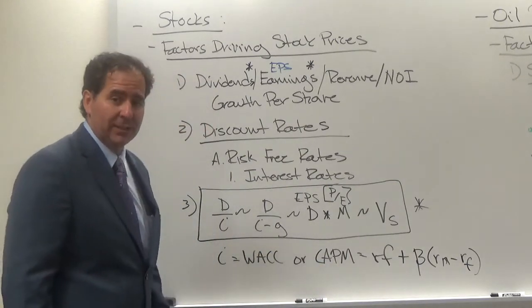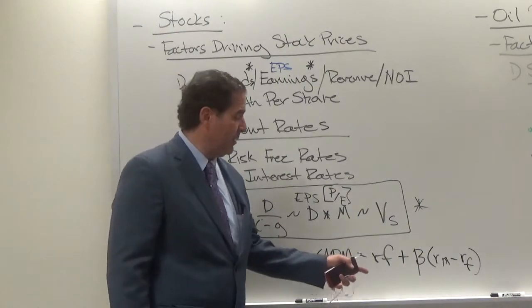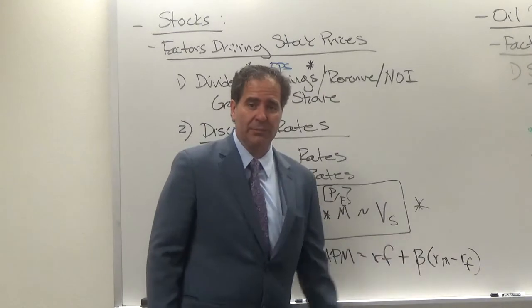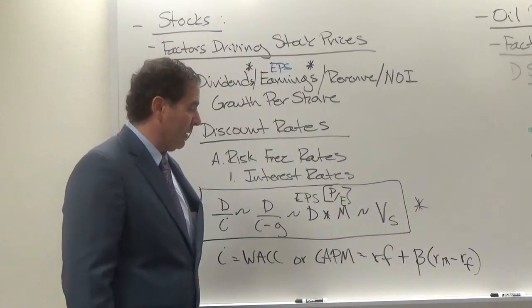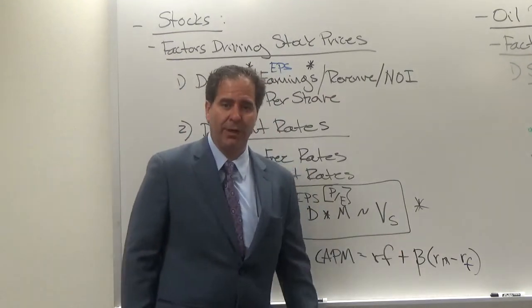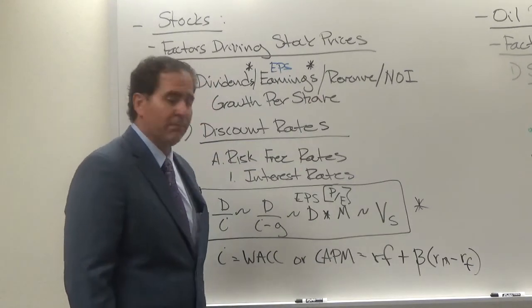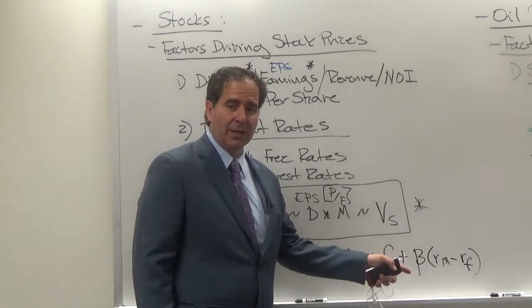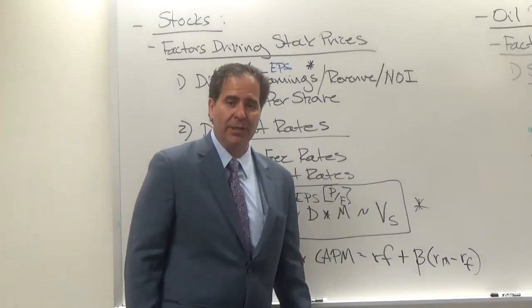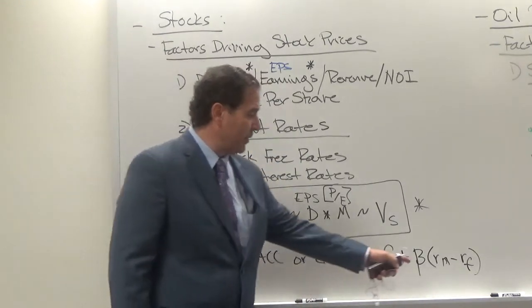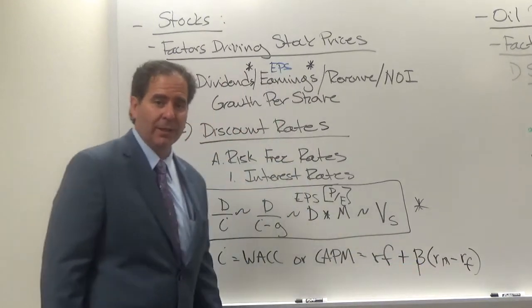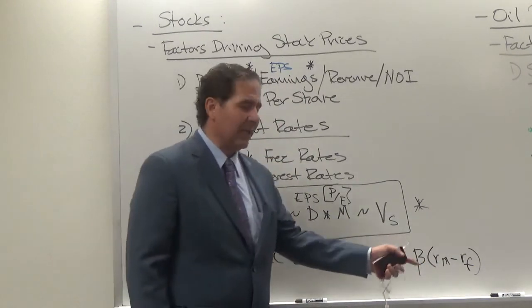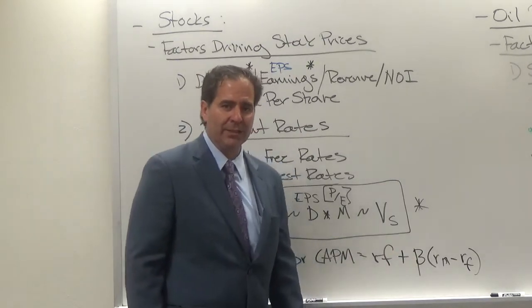The capital asset pricing model is the risk-free rate plus the beta times the return on the market minus the risk-free rate. The return on the market minus the risk-free rate is the market premium. The beta times the return on the market minus the risk-free rate is the market price of risk. So the market risk premium is the return on the market minus the risk-free rate. The market price of risk is the beta times the return on the market minus the risk-free rate.